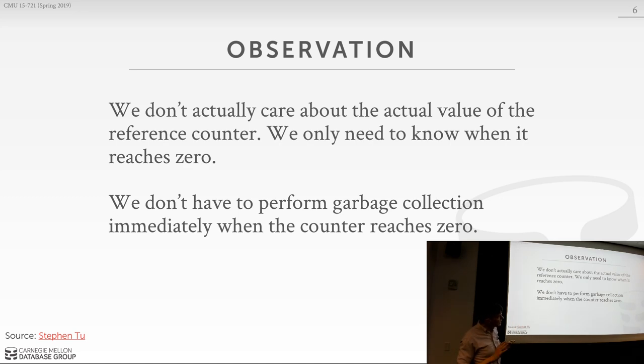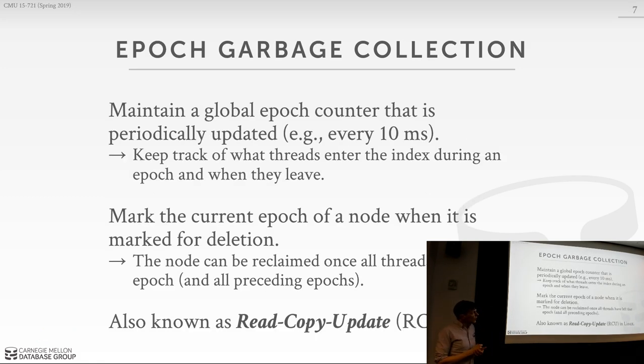So again, we don't need to stop the world and immediately do garbage collection when this counter goes to zero. This is what epoch-based garbage collection is designed for. It's a more coarse-grained mechanism where we're just keeping track of what objects have been modified and invalidated or need to be cleaned up within a given time window. And once we know that no threads could be existing in that time window, it's safe for us to reclaim it. And this looks a lot like the garbage collection stuff we talked about in MVCC.